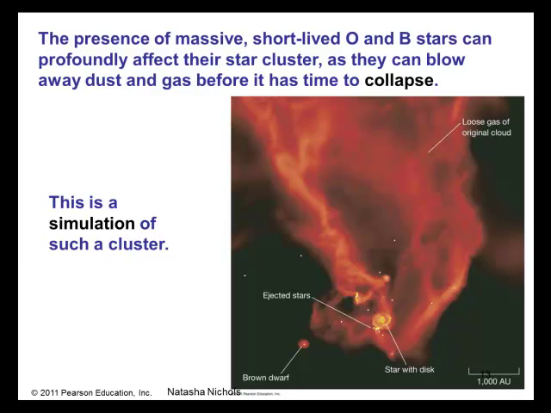This frame from a supercomputer simulation shows a small star cluster emerging from an interstellar cloud that originally contained about 50 solar masses of material distributed over a volume of 1 light year across. Remnants of the cloud are shown here in red.